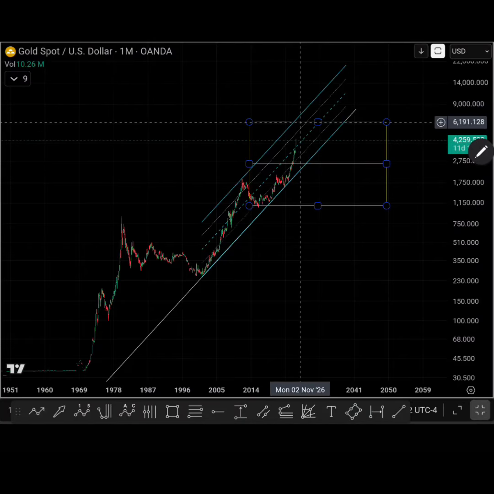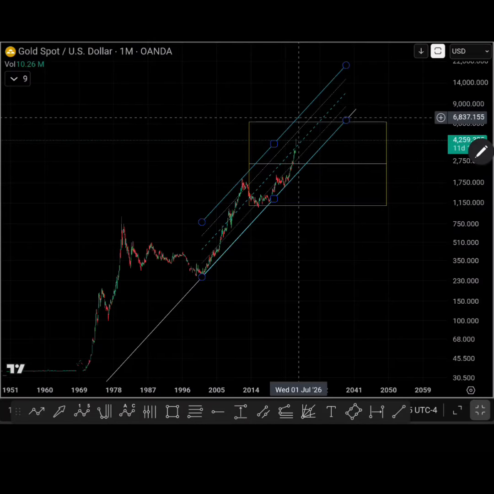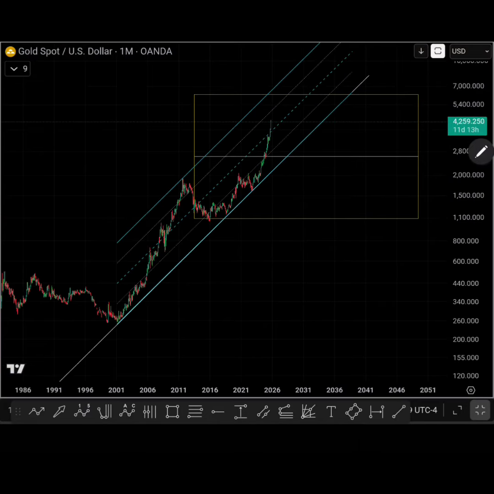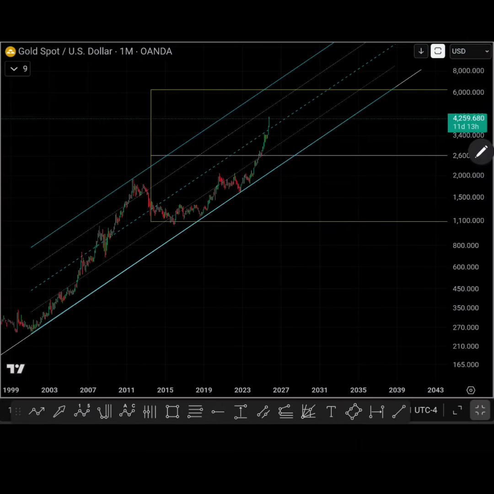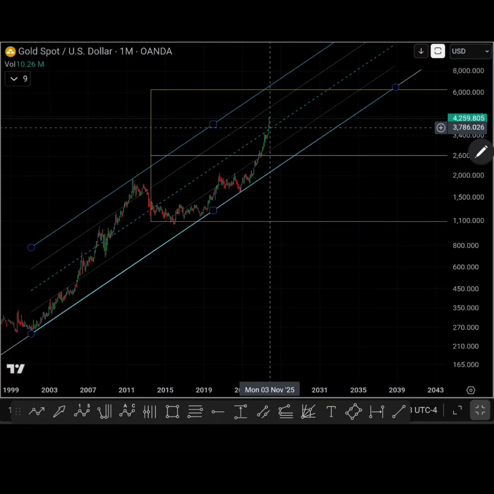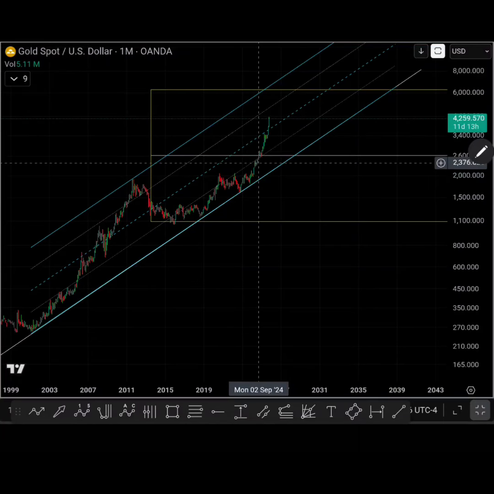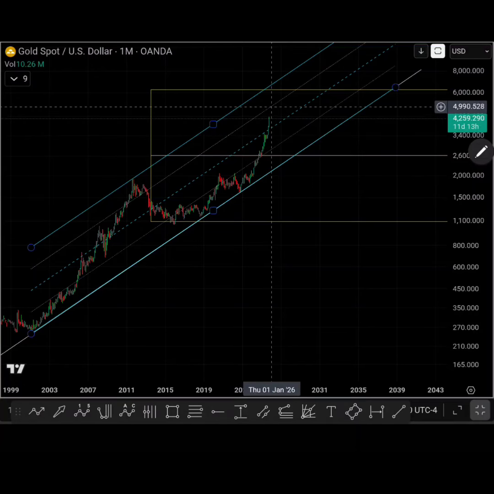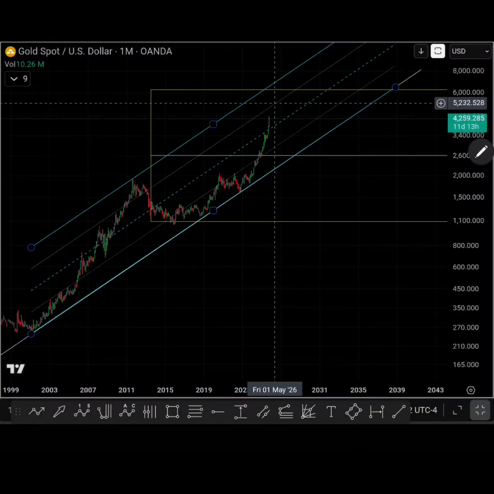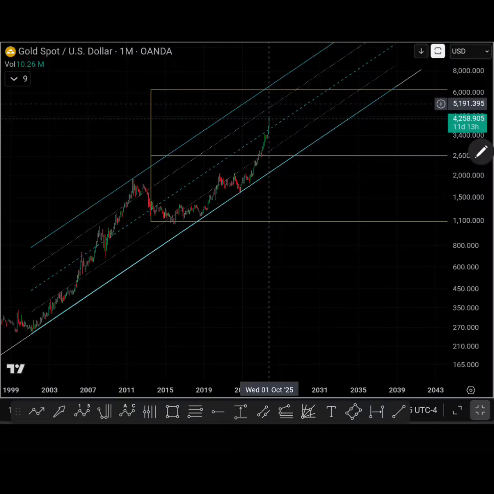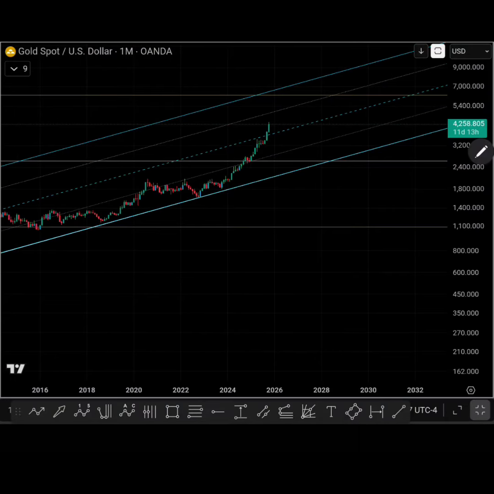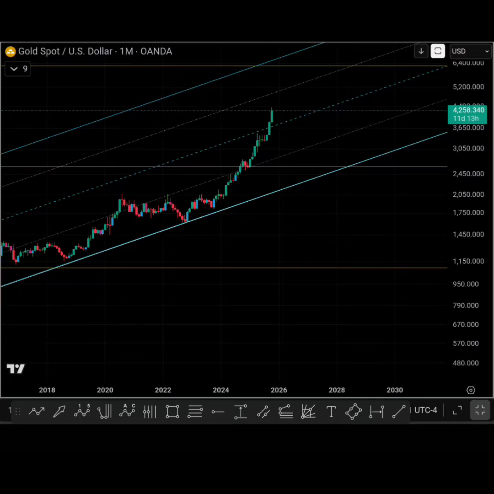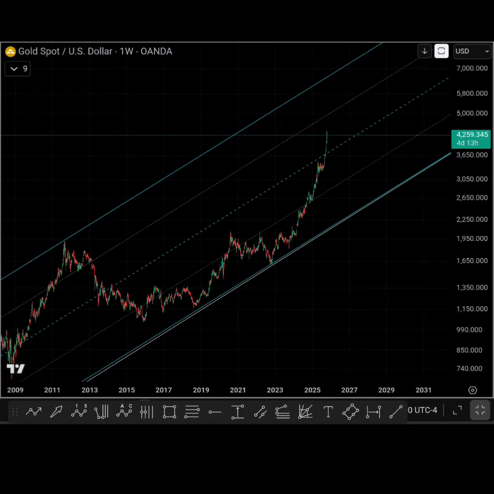Current target of this markup, you could get upwards of 8,000, so maybe it gets up there before it pauses and goes sideways. So this is in log scale. That doesn't look unreasonable. You can see the respect of that. You touch the midline of the channel. Now maybe you're pushing up to the next line of the channel around 5,000. That would actually make sense. Just shy of 5,000, maybe 4,900 something, and pull back a bit.